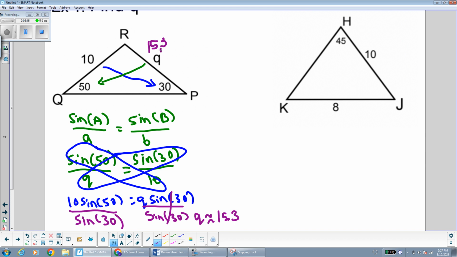Oh, that point looks terrible. Let me erase that and do that again. 15.3. Okay, let's try out the next one.